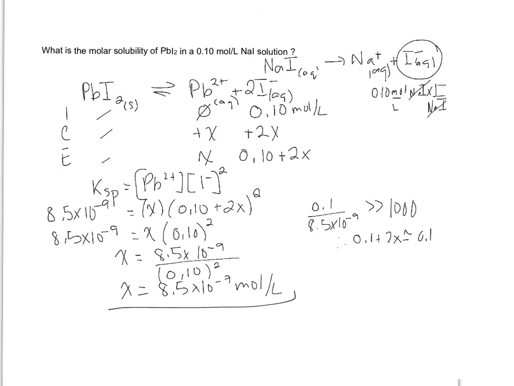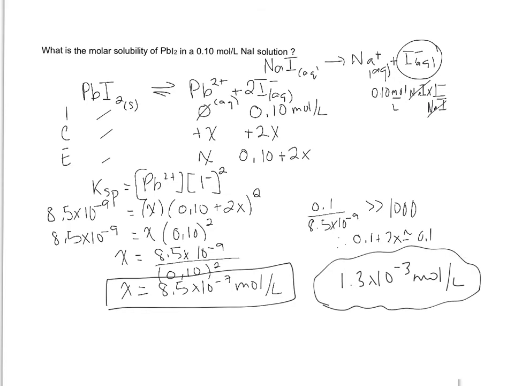So our molar solubility decreased from when it was in pure water. When it was in pure water, the molar solubility was 1.3 times 10 to the negative 3. So this was pure water, and this is with a common ion present. So it went down quite a lot, so less soluble.